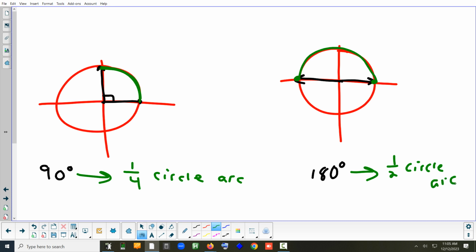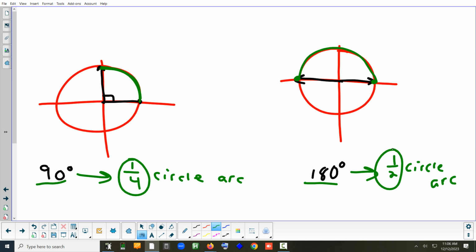Okay, so now I want to look at what happened here. I started with 90 for the angle, and I went to 180. What happened to the size of the angle? It doubled. It went from 90 to 180. Now, what happened to the size of the arc? It went from a quarter circle to a half circle. Also doubled.